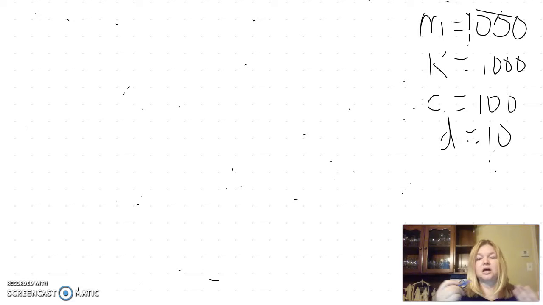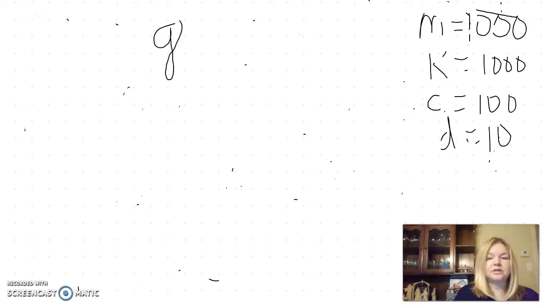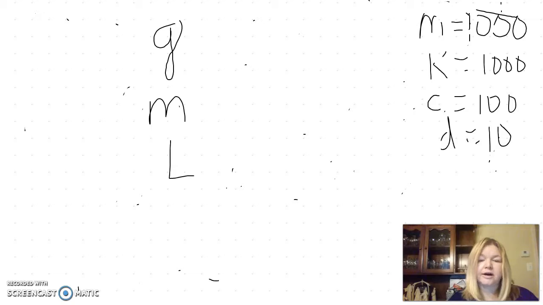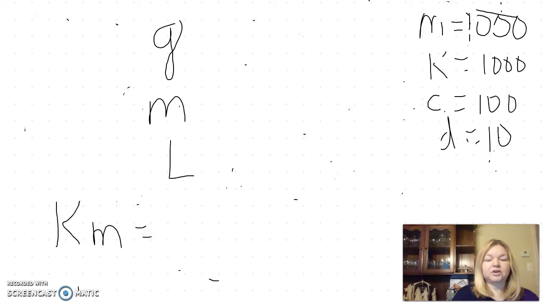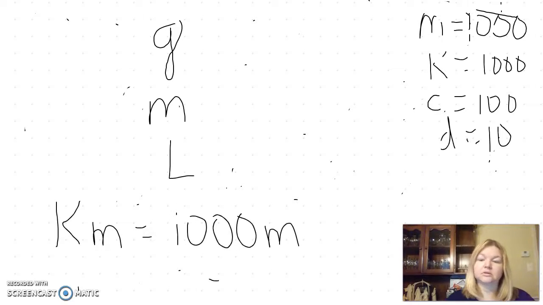So the base units of metric would be like G for grams, M for meters, L for liters. And these are the base units. So what they're saying here is that if you've got km, that's like having 1,000 meters. All right, a kilometer is like 1,000 meters.